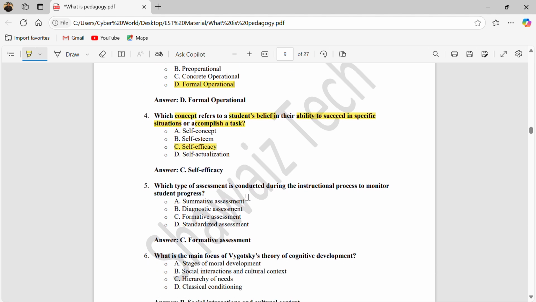Which type of assessment is conducted during the instructional process to monitor students' progress? Which type of assessment is conducted to check the student's progress? Either it is summative, or diagnostic, not diagnostic, formative. Yes, the correct answer is formative assessment, conducted during the instructional process to monitor the students.